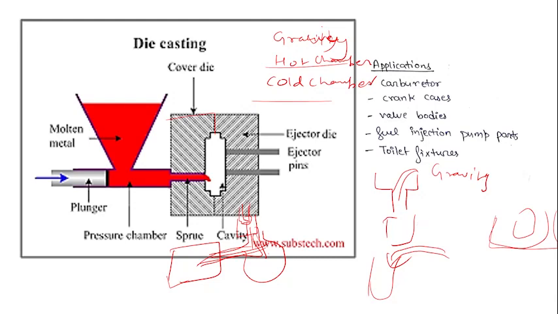Can we make complex shapes with this kind of casting? With die casting, yes, we can, because what we are doing is designing the die only. In a die you can make any complex shape and then you can fill it. Mostly complex shapes can be made by die casting only.